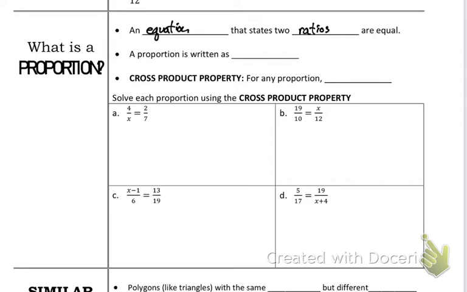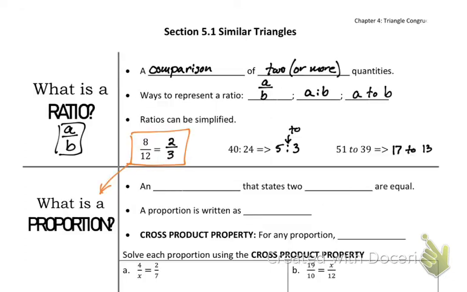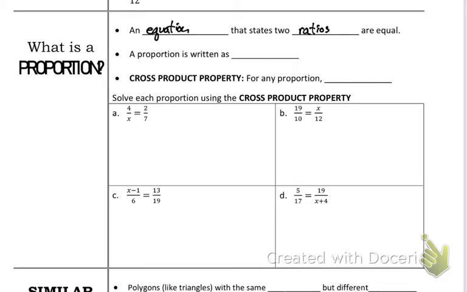So we just have an equation that says the two things are equal. If I write 8 over 12 equals 2 over 3, that is now a proportion. It's two ratios on both sides of an equal sign. That makes it a proportion. A proportion is typically written as A over B equals maybe C over D. It's just two ratios with an equal sign between them.